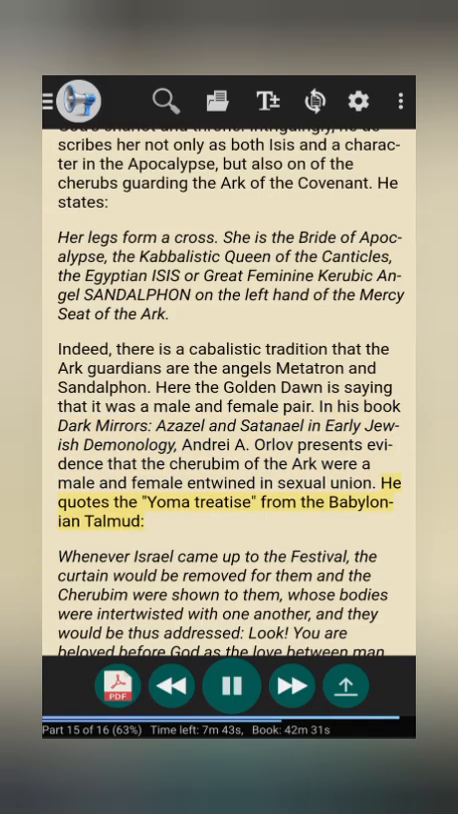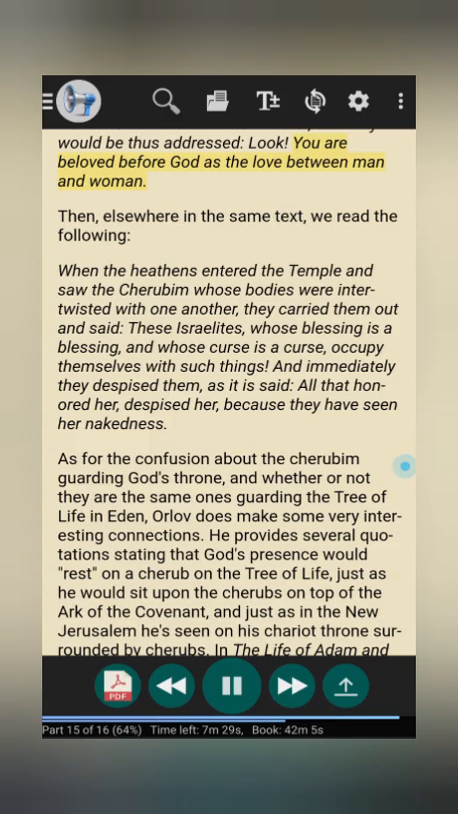He quotes the Yoma treatise from the Babylonian Talmud. "Whenever Israel came up to the festival, the curtain would be removed for them, and the cherubim were shown to them, whose bodies were intertwisted with one another, and they would be thus addressed: Look, you are beloved before God, as the love between man and woman."